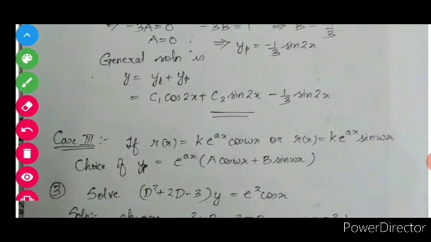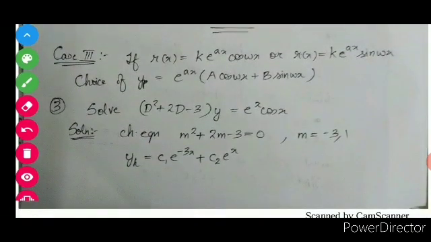Now we will move on to the next case. The next case is, suppose your right hand side is a combination of exponential function and cos. That is, if it is k e raised to ax into cos omega x, or suppose if it is k e raised to ax into sin omega x. Suppose if it is like this, then what to do? For example, it can be e raised to 2x into cos 4x, or maybe e raised to x into sin 2x, something like that.